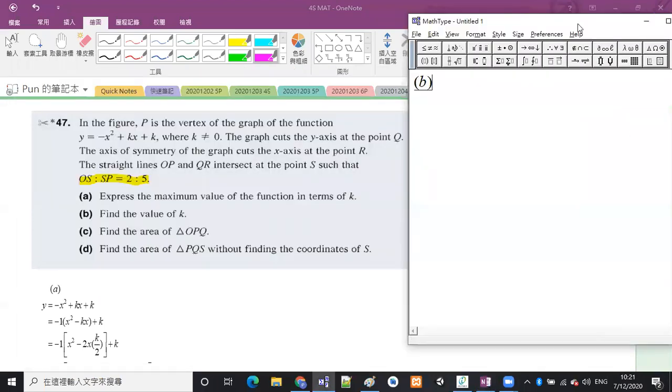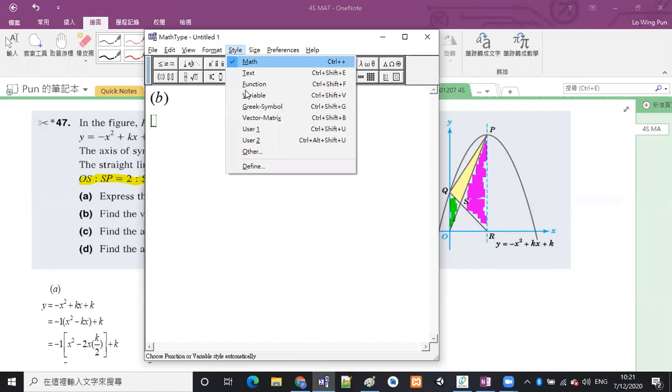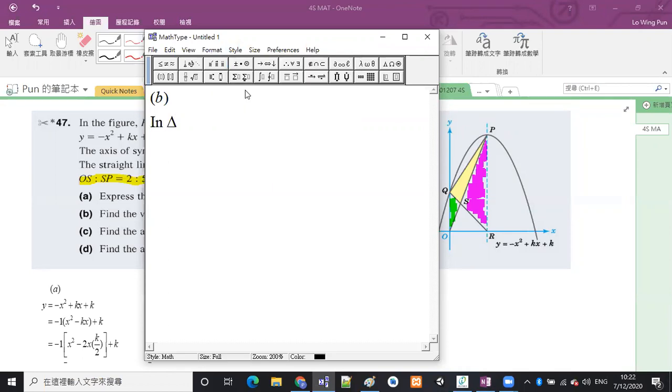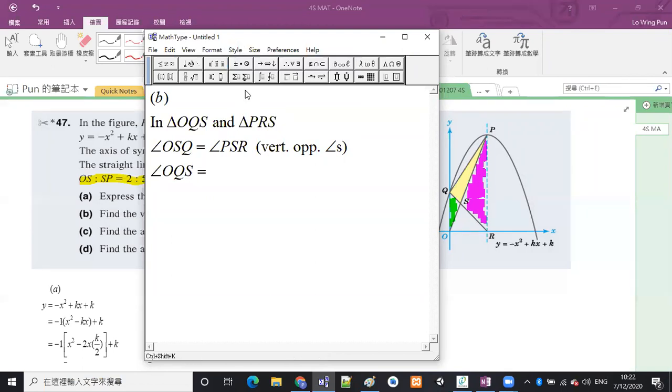When you write your solution, you don't need to prove that they are similar triangles, but you need to know why, so make sure they are. I'll write it out for you to see, but your solution doesn't have to include it. Okay, in triangle OQS and triangle PRS, angle OSQ is equal to angle PSR, vertically opposite angles. Okay, and then the second angle, angle OQS is equal to angle PRS.